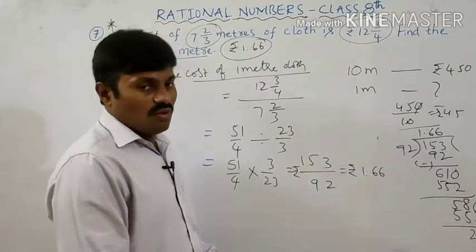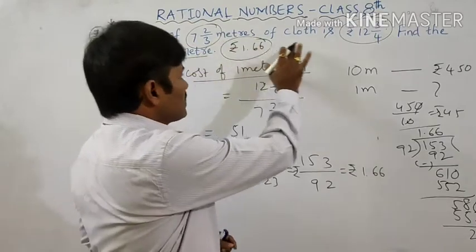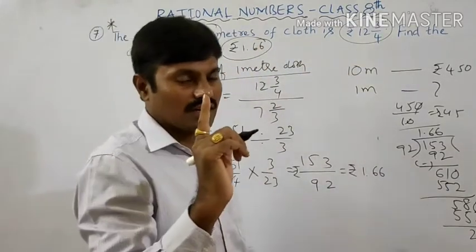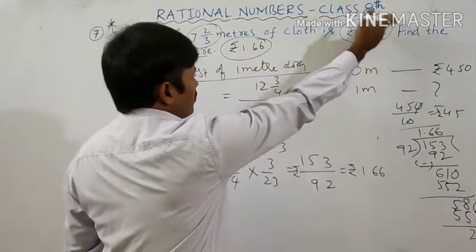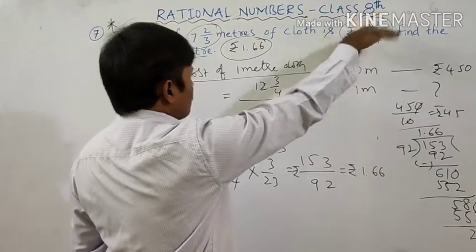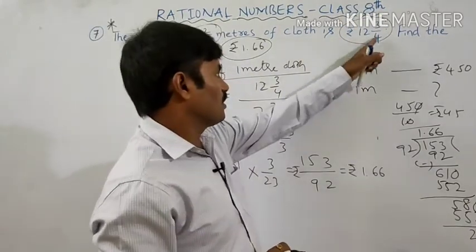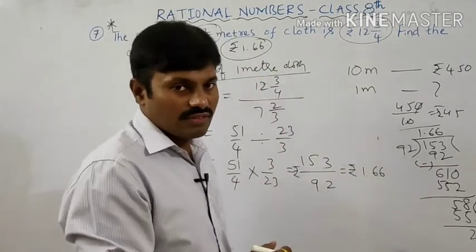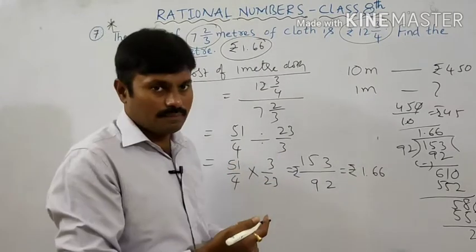What I did here: the cost of 7 2/3 meters of cloth is given, and finally they asked us to find the cost of 1 meter of cloth. This is possible only with division. So we have to divide the total cost by that many meters, 12 3/4 rupees by 7 2/3 meters. And we know how to divide a fraction by another fraction. These are fractions only.